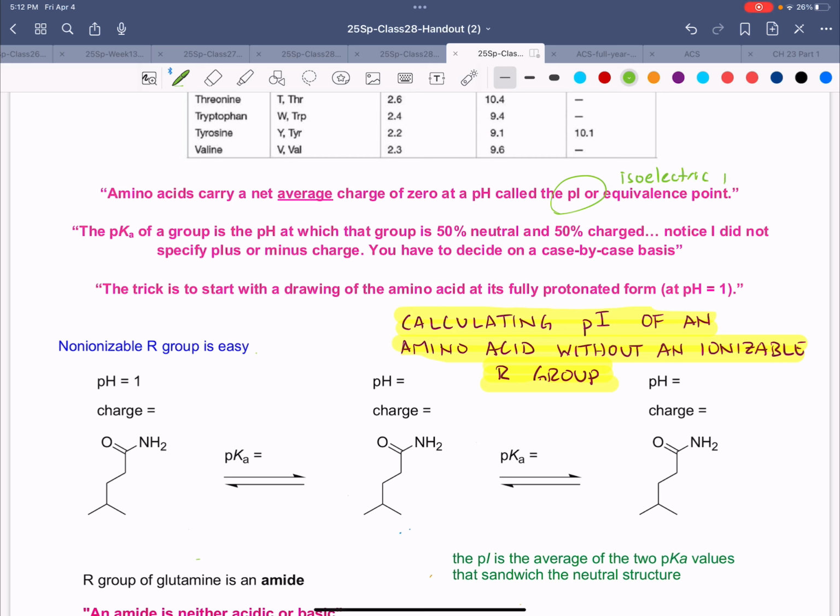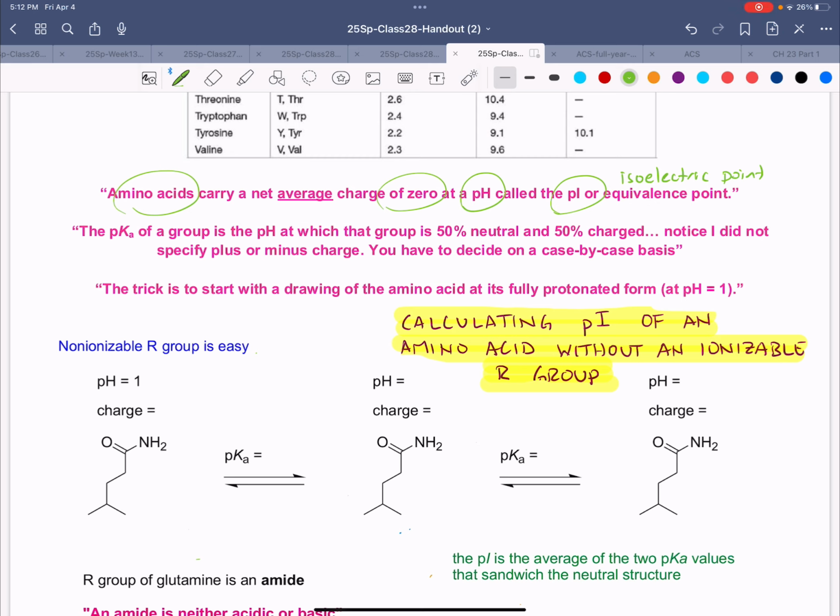Isoelectric point. And it's literally the pH of the solution at which the substance, in this case the amino acid, has a net charge of 0. And I want to make sure I say net average charge, because if I'm at the pI, at the pH where everything is averaging to 0, and I look at the molecules, I'm not saying that every molecule has a charge of 0. I'm saying that on average, the net charge is 0.